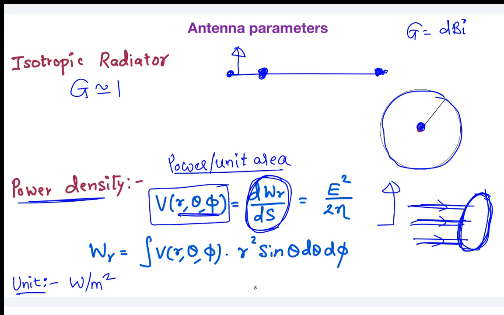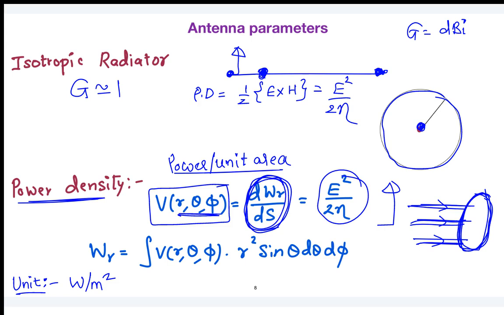And even if you see the Poynting vector I have defined, the average power density is 1 by 2 times E cross H. You know that H can be replaced by E by eta, so the value can be E square by 2 eta. So the power density can be expressed in terms of power per area, or in terms of electric field as E square by 2 eta.